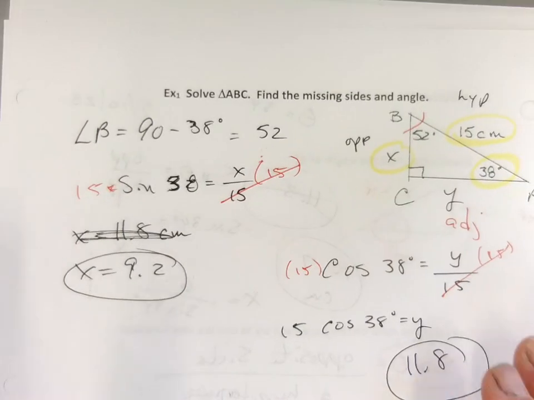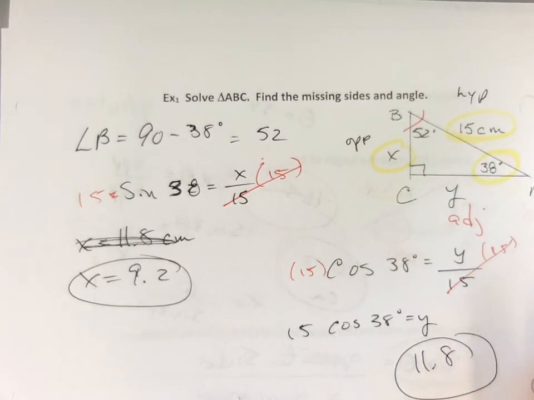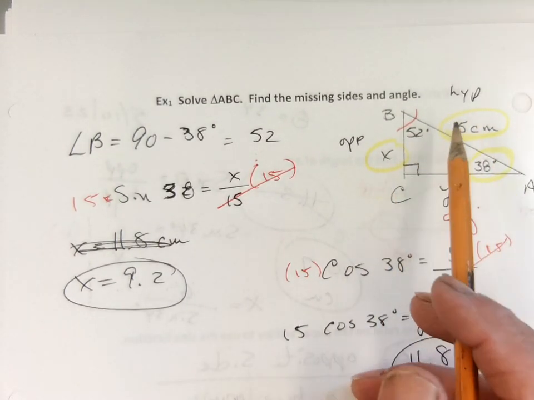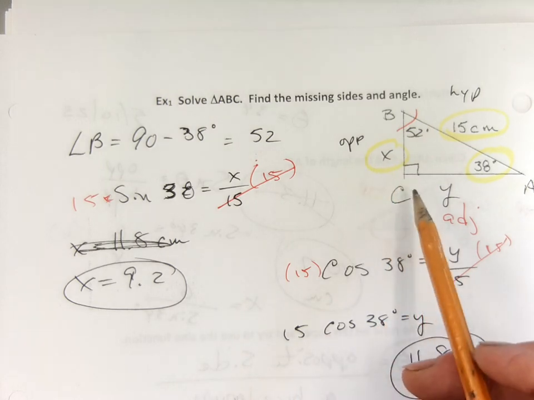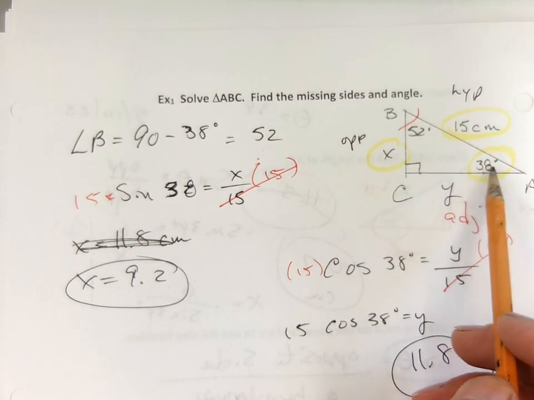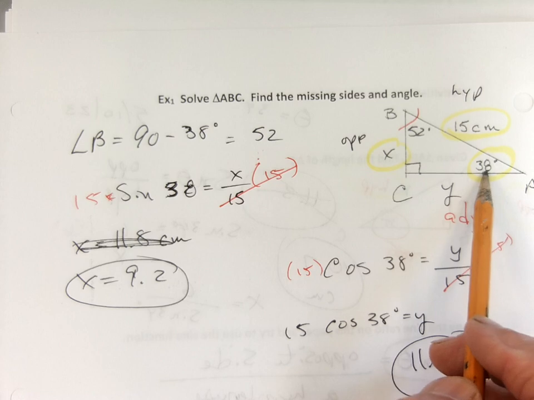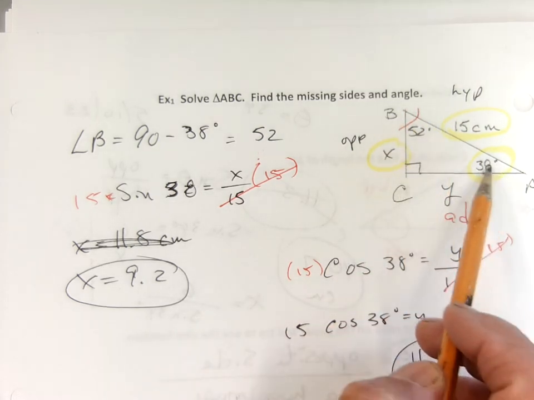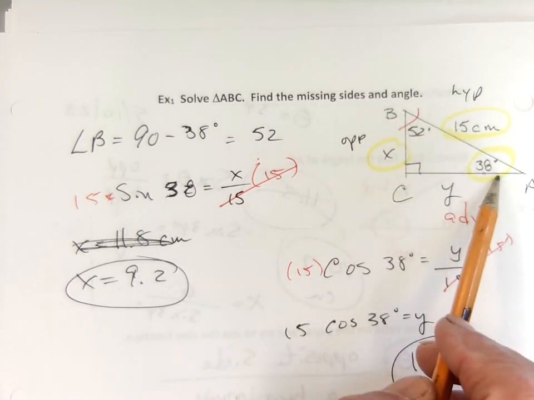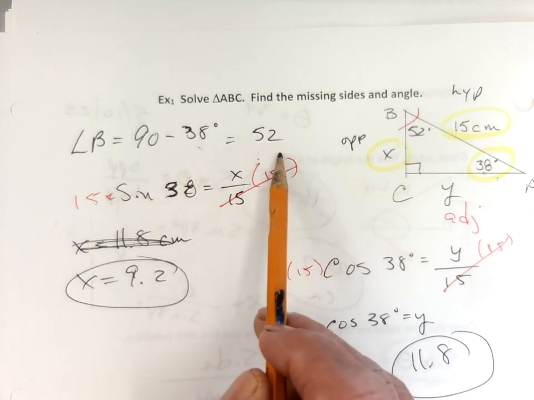Okay, so on the other side, well, let's use all these ratios. Let's go ahead and take a look at triangle ABC, and let's figure out and solve ABC. So the first thing we did is the easy stuff. I know if I've got 38 degrees here, then I can find angle B. These two angles have to add up to 90. So I just subtracted from 90 and got 52 degrees here.